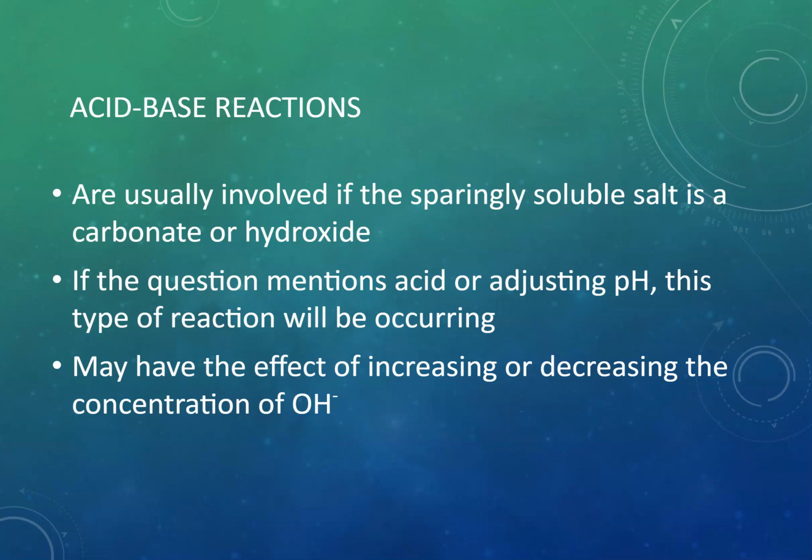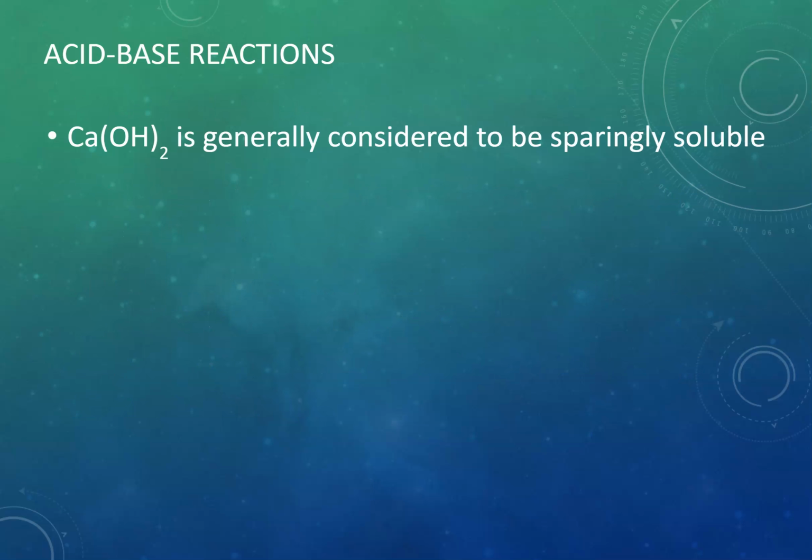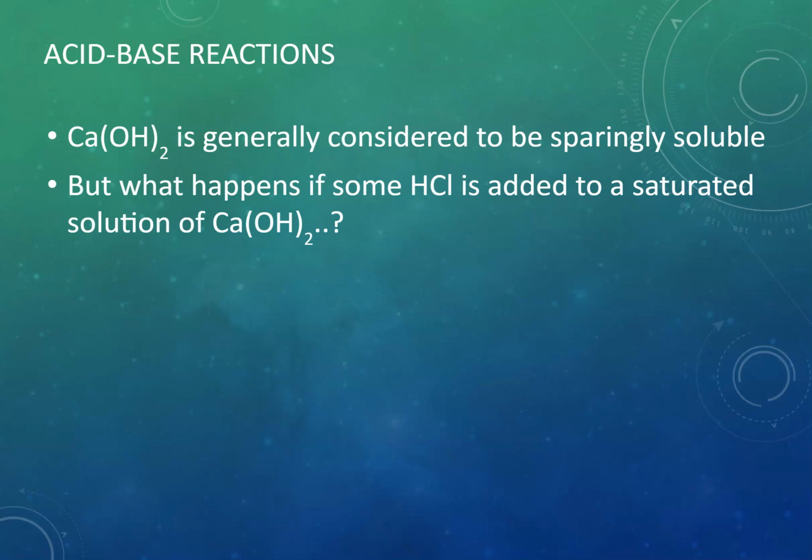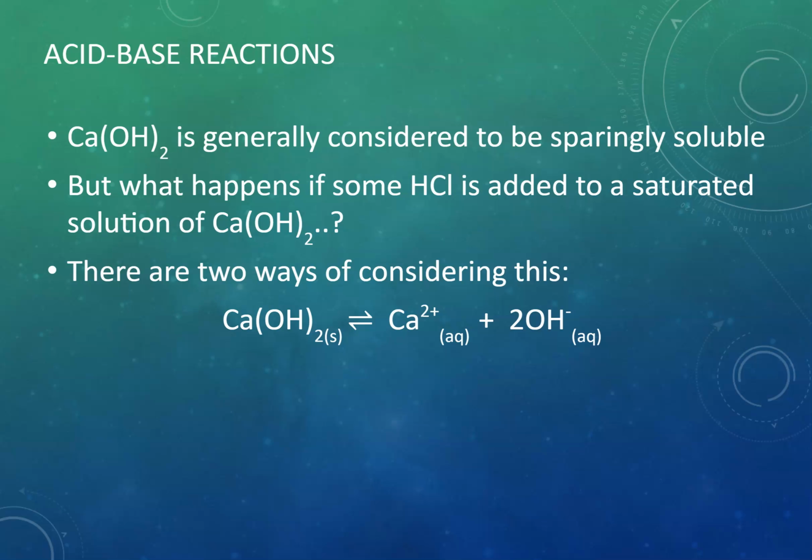Okay, so let's look at some examples, or a bit more detail. So let's consider calcium hydroxide for a sec. In general, we consider calcium hydroxide to be sparingly soluble. If we add some hydrochloric acid to a saturated solution of calcium hydroxide, what would be happening? Well, to think about that, we have to think about what reactions are actually occurring. Okay, so the first thing to do is write the equation. Calcium hydroxide is in equilibrium with calcium ions and hydroxide ions. Hopefully by now this is pretty straightforward.